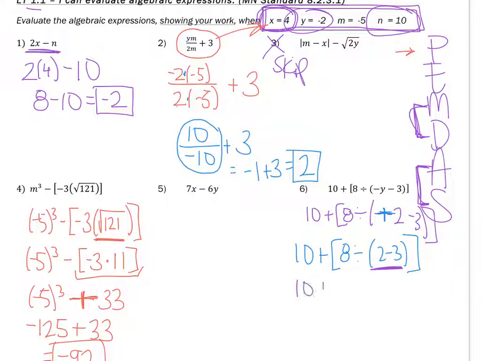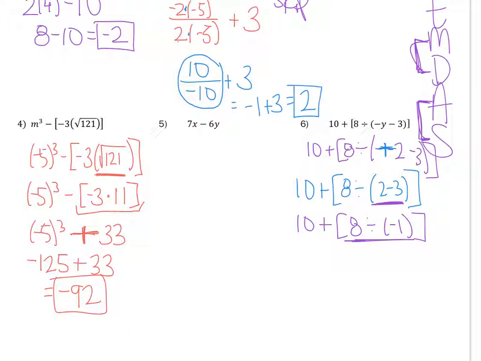So it's going to be 10 plus 8 divided by a negative 1. 8 divided by negative 1 is going to be a negative 8. So it will be 10 plus negative 8. Well, then we can add straight across. We get a positive 2 as our answer.